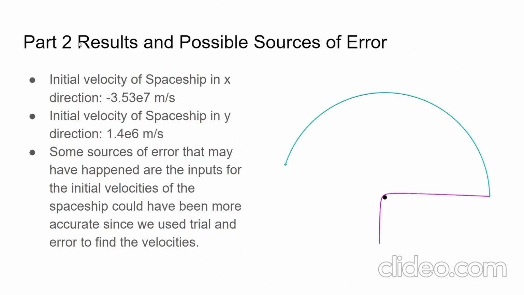Then for the results and possible sources of error, I got my initial velocity of the spaceship in the x direction to be negative 3.53 times 10 to the 7th meters per second, and the initial velocity of the spaceship in the y direction to be 1.4 times 10 to the 6th meters per second. Here's the produced picture that it gave me, which, as you can see here, is pretty close to the black hole. Some sources of error that may have happened are that the inputs for the initial velocities of the spaceship could have been more accurate, since I, and everyone else, used trial and error to find the velocities.